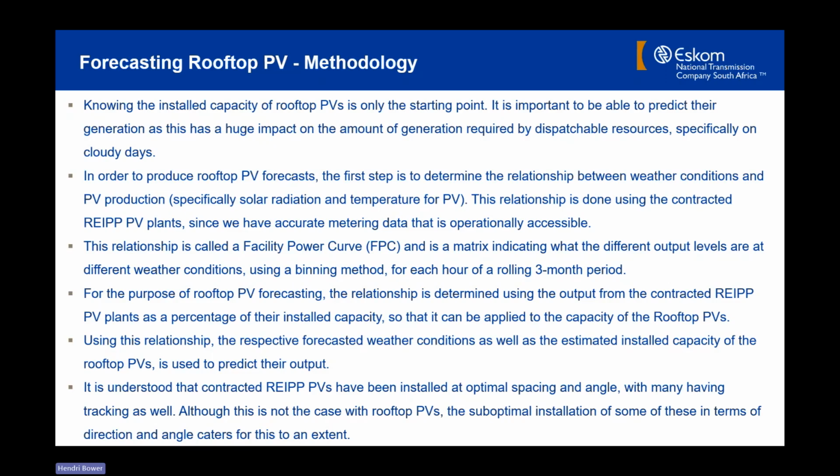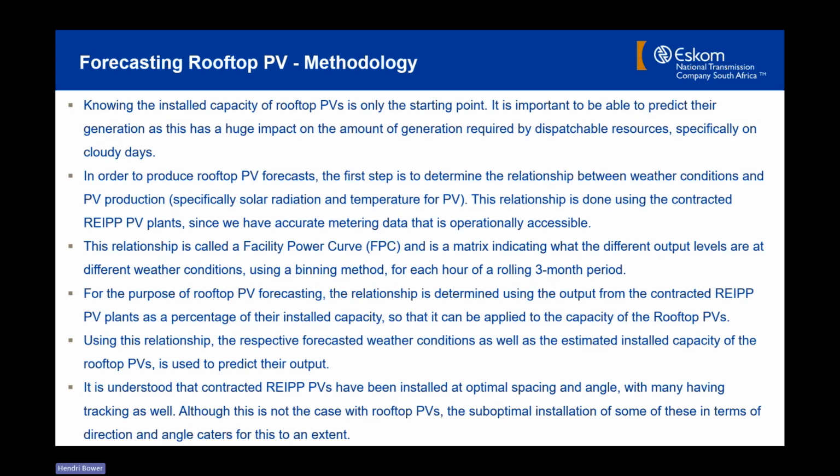I do understand that the contracted renewable IPPs have been installed to have optimal and maximum production from their plants. There's optimal spacing between the panels. The angles are set 100% correct. Some of them also have tracking, whether it's single or dual axis tracking. A lot of them have tracking to maximize the amount of energy that they can extract from the sun throughout the day and throughout the year.